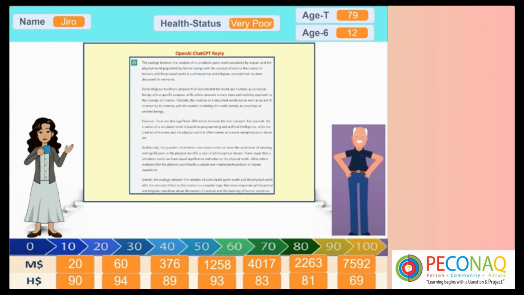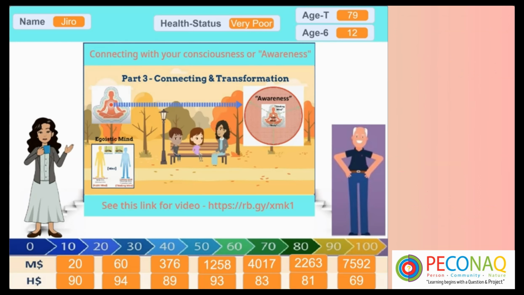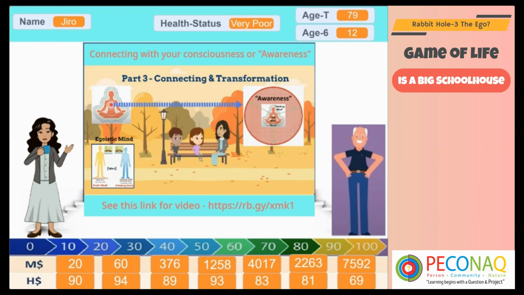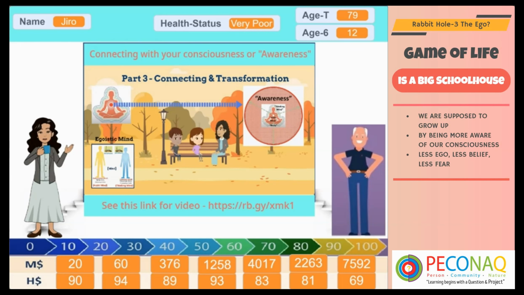Shiro, do you want to complete this exploration of rabbit holes with a look at the final one? Shiro, I hope your curiosity to explore the preceding rabbit holes have helped to broaden your perspectives on the game of life. Tom has highlighted earlier that the game of life is like a big schoolhouse, for us to learn to become less driven by our ego and fears. We are supposed to grow up by being more aware and connected to our consciousness when we make decisions in facing the challenges in the game of life.